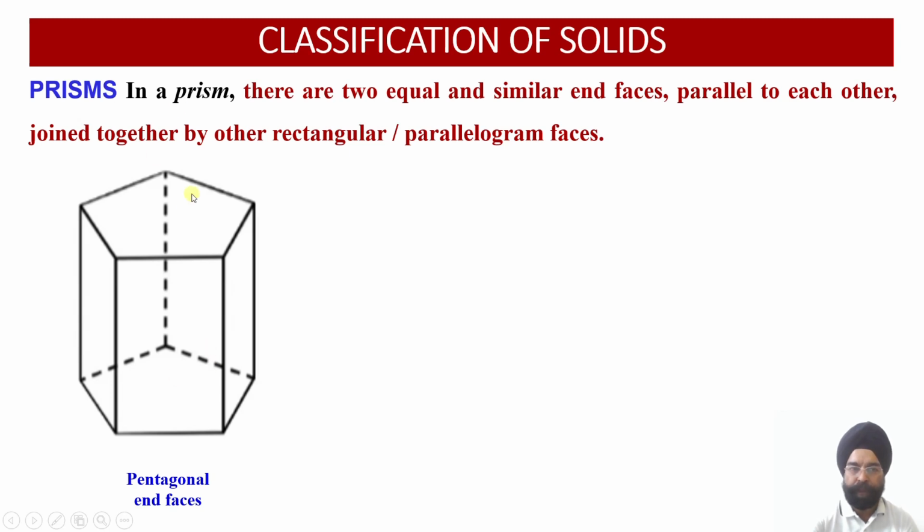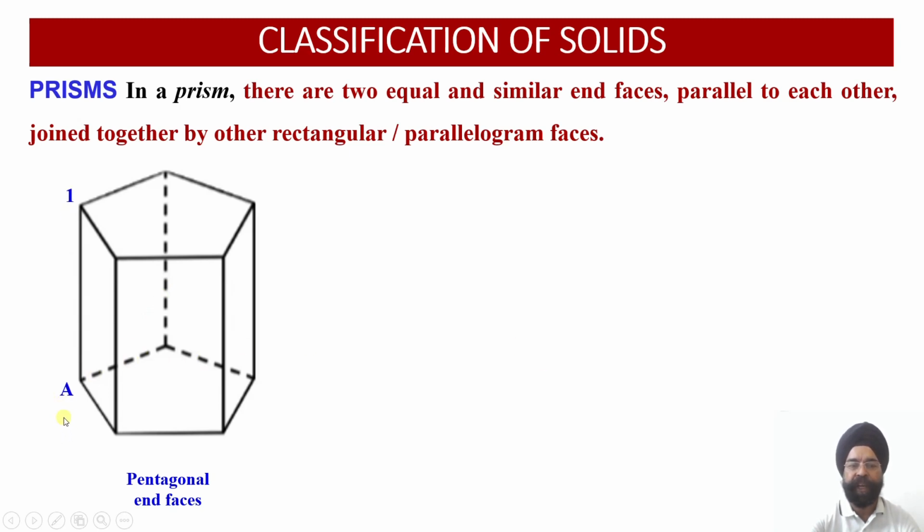Had you been observing this pentagonal prism from the other side, then these would have been visible, but the edges at the back would have become dotted over here. So it depends upon which side you are looking at the object. Since we are looking at the object from this side, we are not able to view these edges. That's why these edges have been drawn dotted.